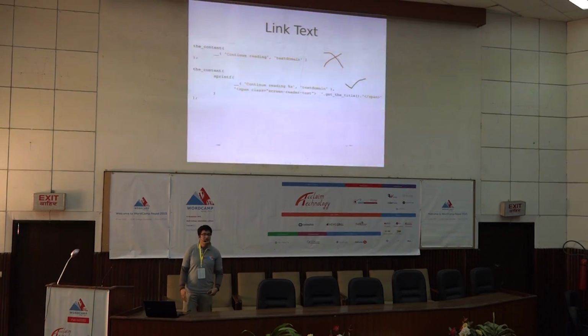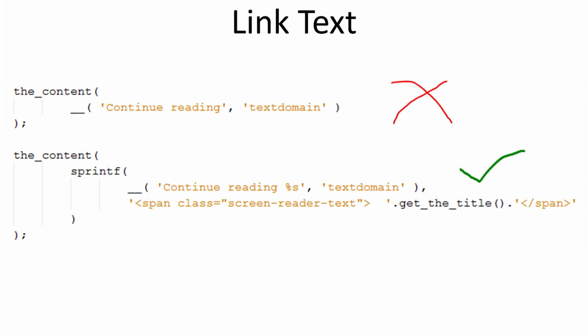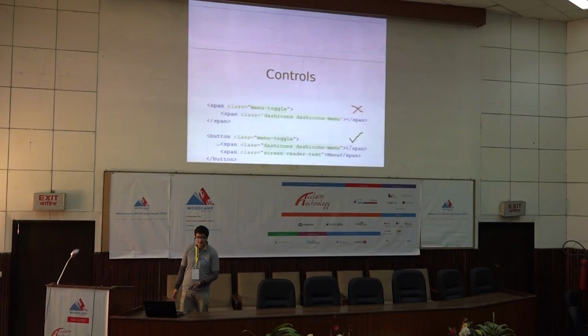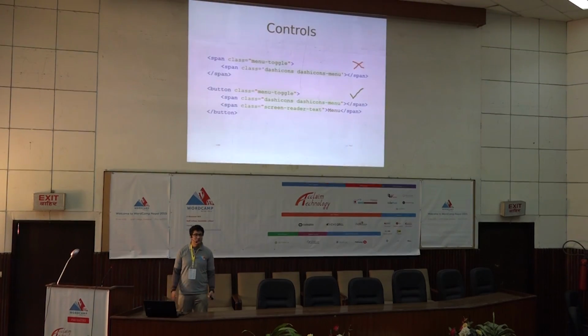Link text. If there are many read more links in your boxes, the screen reader will get confused there. What is the read more for? So if you add simple titles, like read more about this, it will be more friendly for every kind of user. Controls. Controls means the buttons or the places where you click and some event happens.